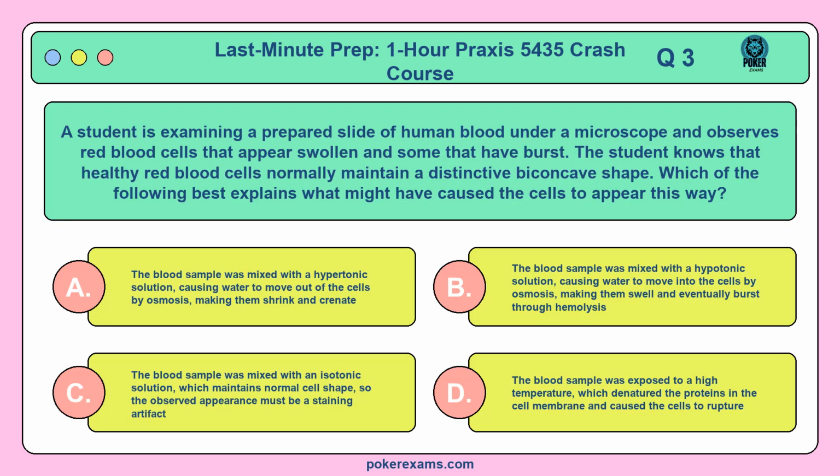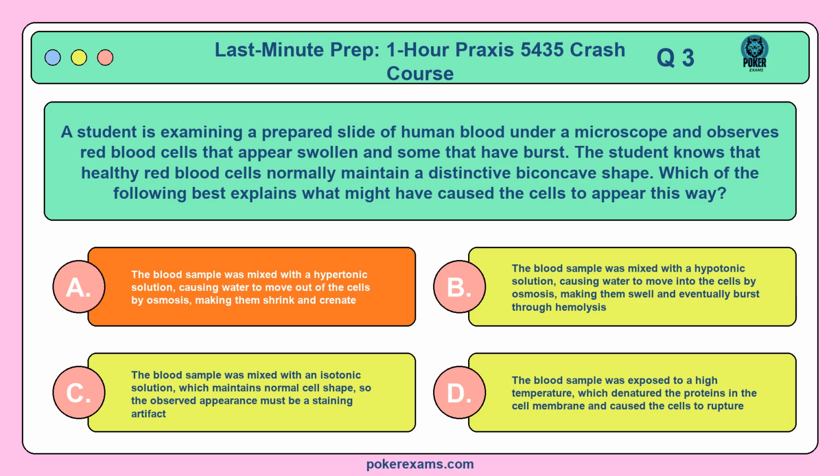Question 3. A student is examining a prepared slide of human blood under a microscope and observes red blood cells that appear swollen and some that have burst. The student knows that healthy red blood cells normally maintain a distinctive biconcave shape. Which of the following best explains what might have caused the cells to appear this way?